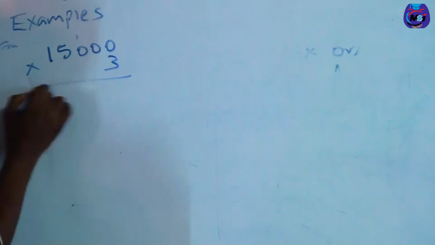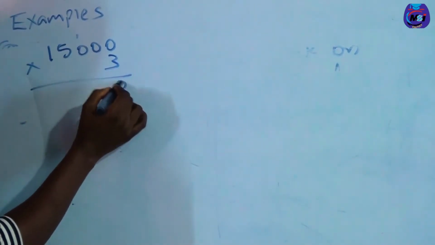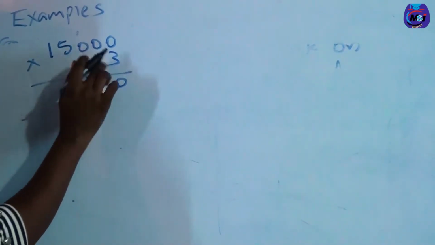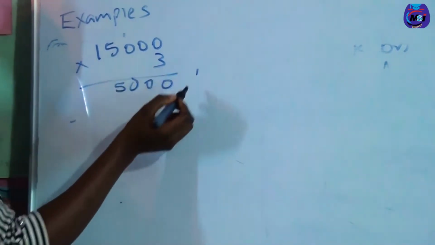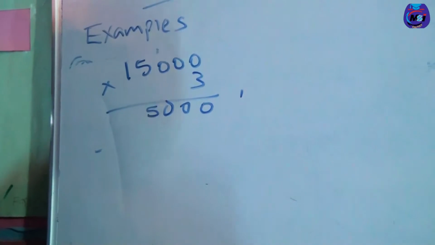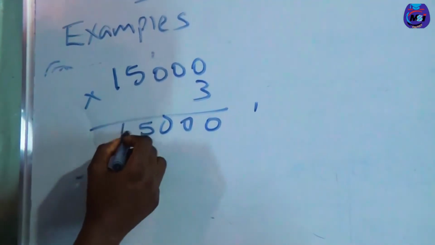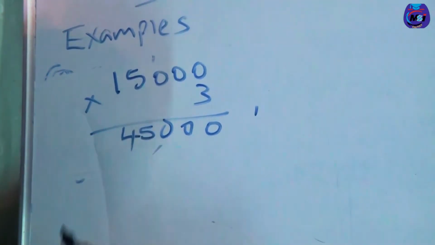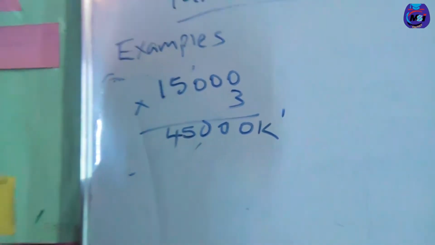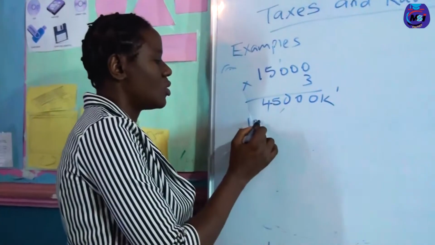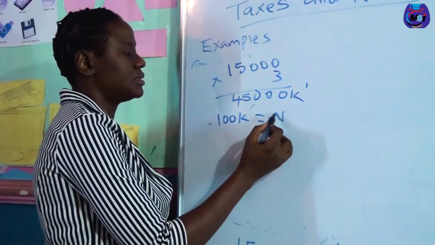15,000 times 3. 3 times 0, 0, 0, 5 times 3, 15, right? 5 and left 1. 3 times 1, 3 plus 1, 4. So this is 45,000 kobo. Remember that 100 kobo is 1 naira.